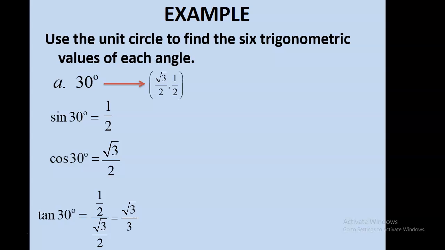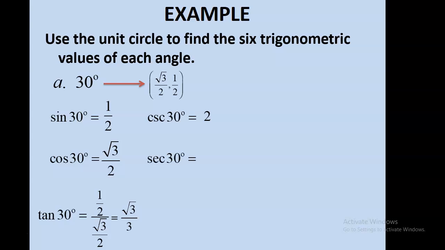But we're going to find all six functions. You'll remember cosecant is the reciprocal of sine of an angle. So if I have the sine of 30 is 1/2, the cosecant of 30 would be 2. That's the reciprocal of that. The cosine of 30 is square root of 3 over 2.